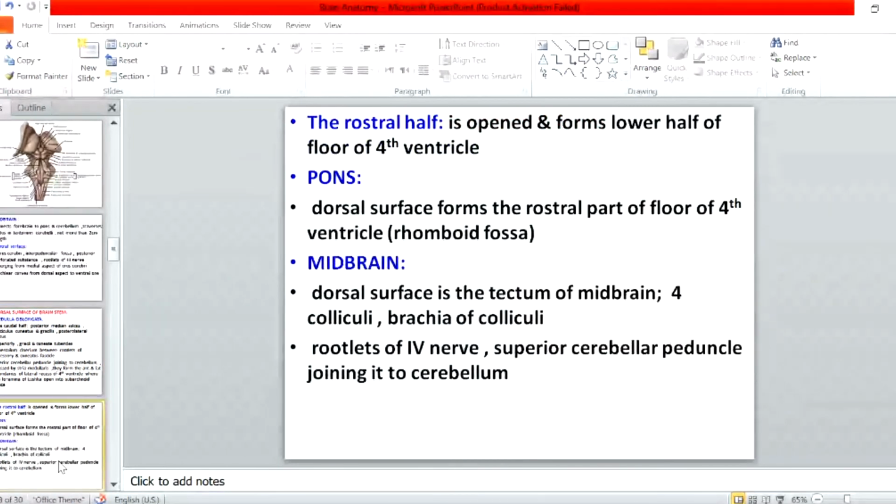The upper half of the medulla oblongata, as I said, is open and forms the lower half of the floor of the fourth ventricle. The pons dorsal surface forms the rostral part of the fourth ventricle, part of the rhomboid fossa. The midbrain dorsal surface is the tectum of the midbrain, formed of 4 colliculi, and then emerge from them tracts called brachia of colliculi, the rootlets of the fourth cranial nerve, with the superior cerebellar peduncle joining it to the cerebellum.